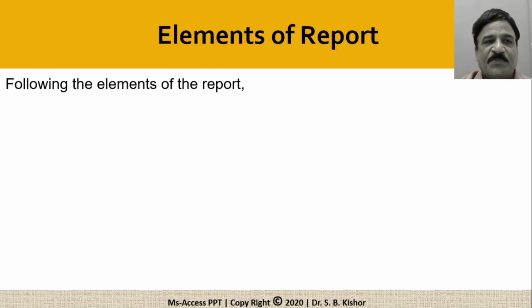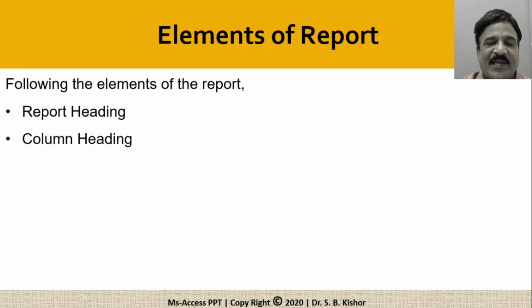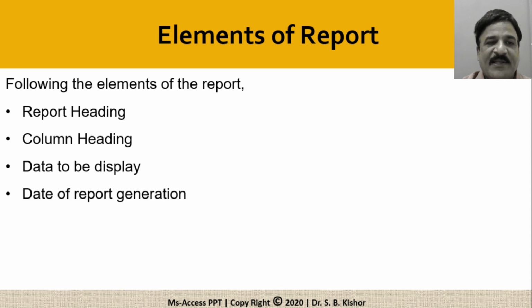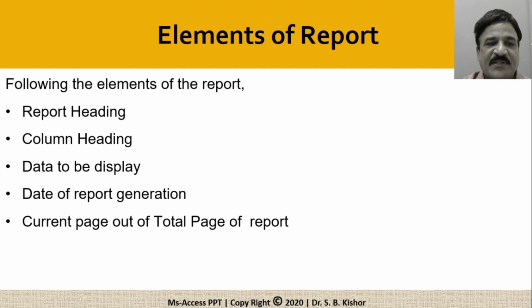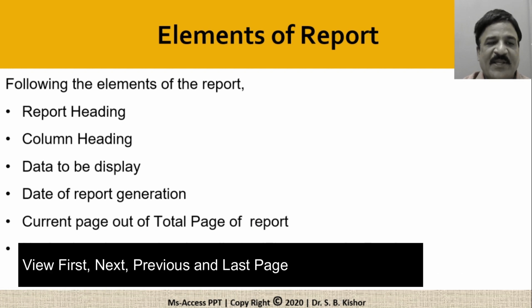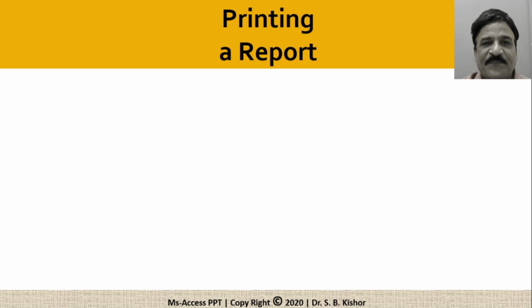Now, what are the elements of a report? The following are the major elements of the report: report heading, then column heading, then the data to be displayed under each column, then the date of report generation, then the current page out of the total number of pages in that particular report, and navigation buttons in order to display the first record, next record, last record, and previous record. Finally, taking the printout of a report.